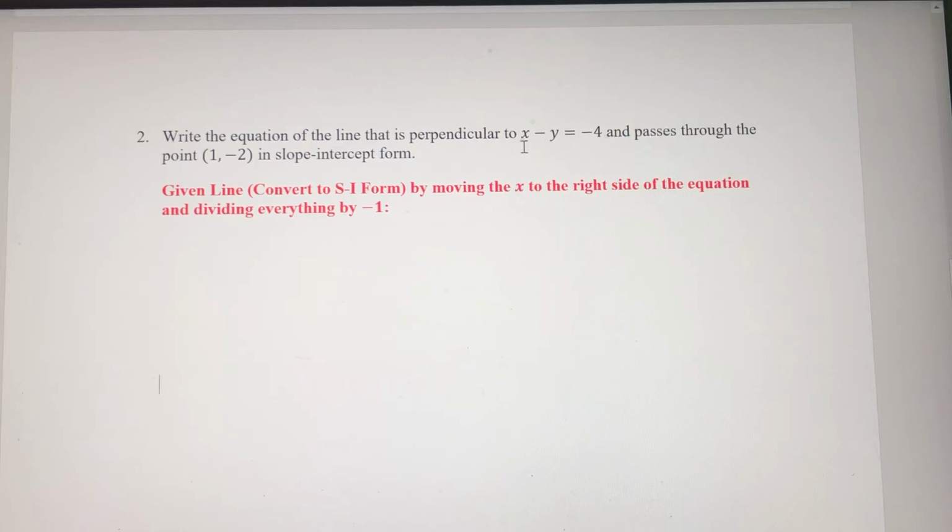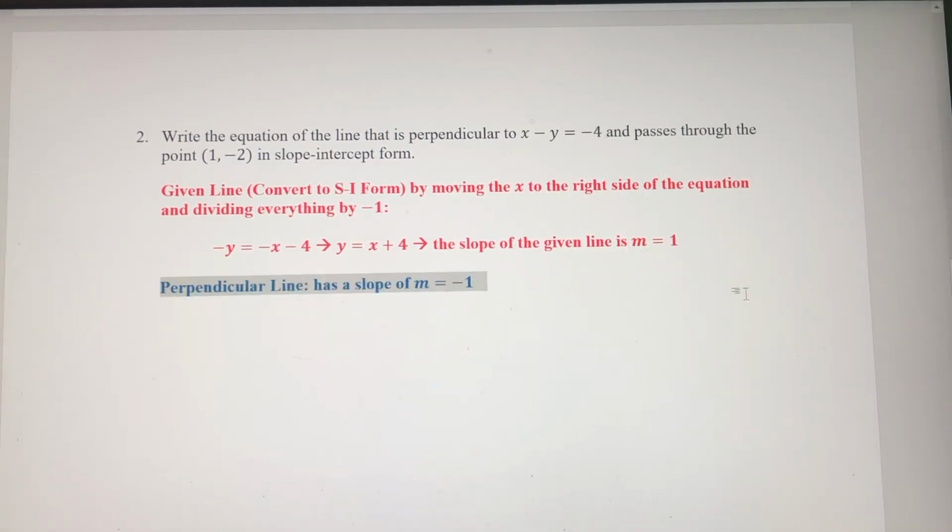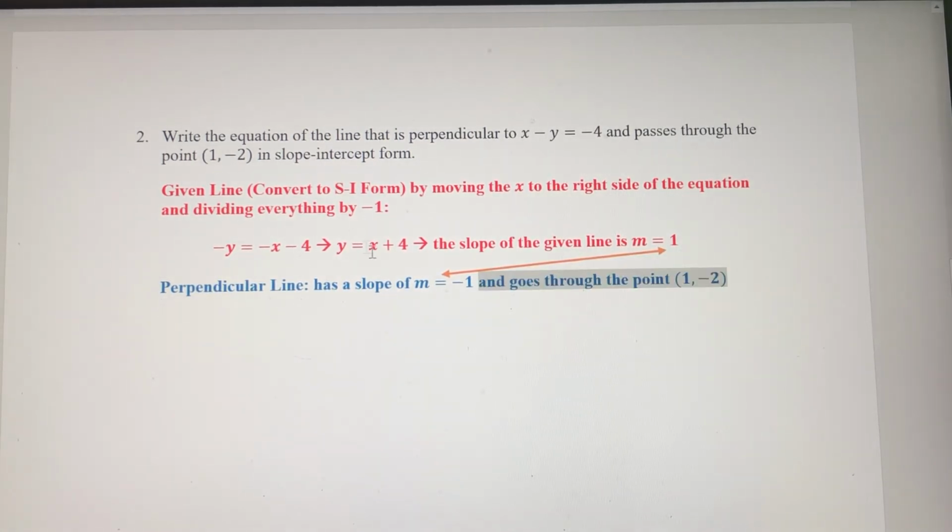And what we're going to do is move the x over here to the right side, okay? Which gives me this, -y equals -x minus 4, okay? And then I'm going to divide everything by -1 because I need this y to be positive. So if I divide everything by -1, I get y equals positive x plus 4, okay? So now I can tell the slope of this line is the number in front of x, which is 1, okay? Now, my line that's going to be perpendicular to that, the reciprocal of 1 is just 1, but remember I need the signs to be opposite, so the slope of my perpendicular line is going to be -1, okay? And again, I'm going through the point (1, -2).